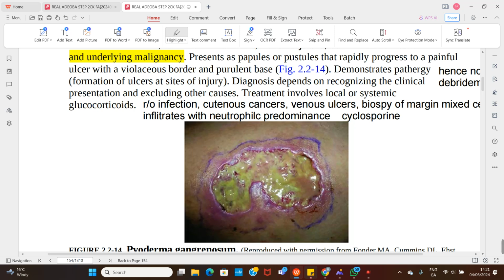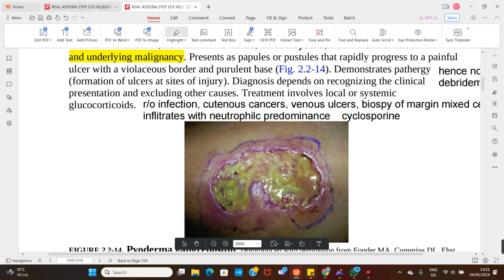We can see the margin having a purple coloration, and we can get the evolution of the lesion in the history, that it started as a small papule or pustule that now evolved into an ulcer that is painful. That's what I want to say. The ulcer is painful with purulent base and a purplish margin.